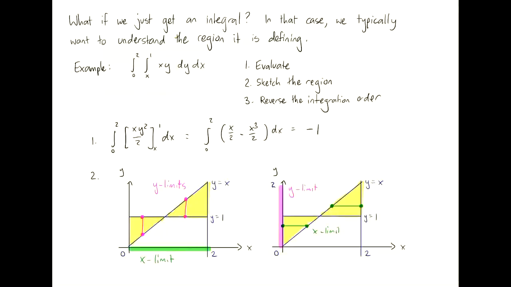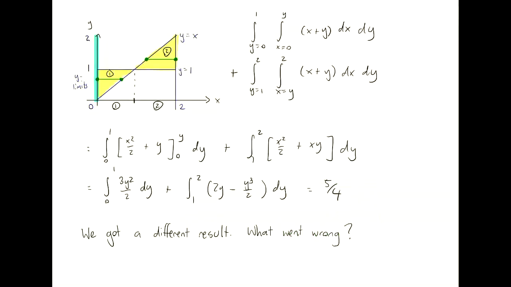5 over 4 and minus 1 are different numbers. I want you to turn to the person next to you and tell them why I'm stupid. No, it's not stupid. This is an easy mistake to make, but tell them what went wrong.